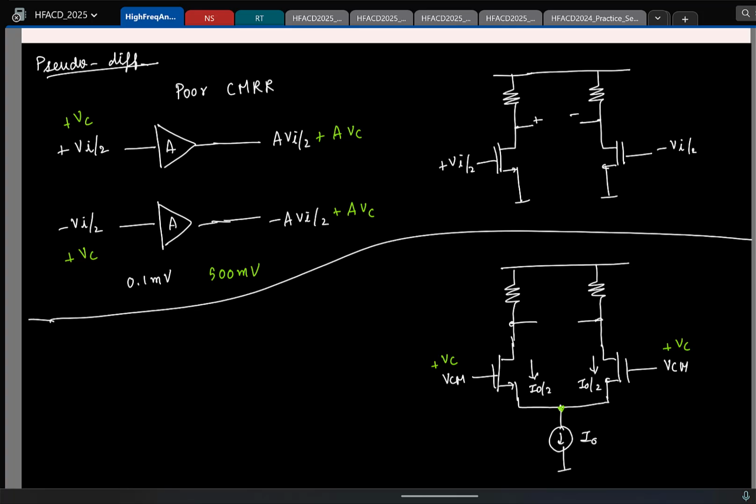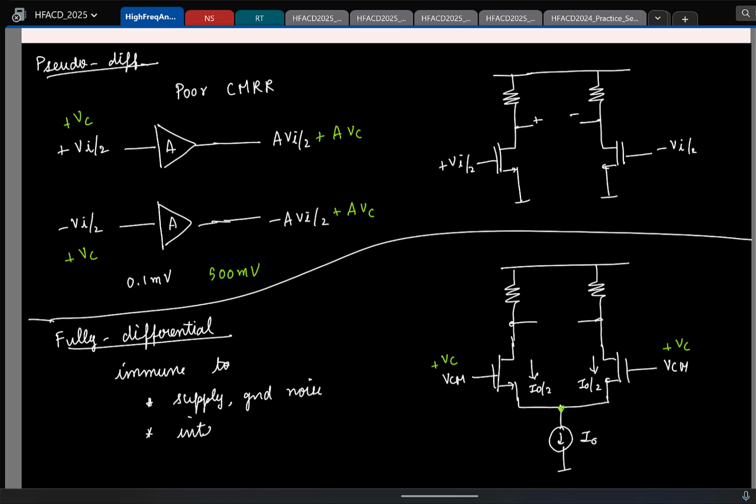The one that has a common mode rejection is called a fully differential structure. And the fully differential structure inherits all the advantages of differential signaling. I will say it is immune to supply and ground disturbances, let's say supply and ground noise. It is immune to any kind of interfering signal that is getting added, and on top of it, it has a very good common mode rejection ratio.